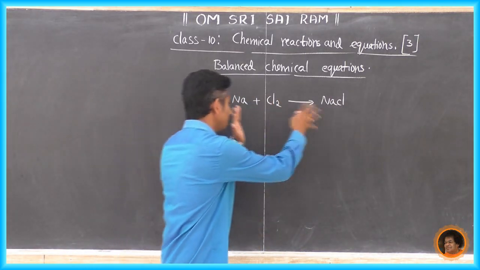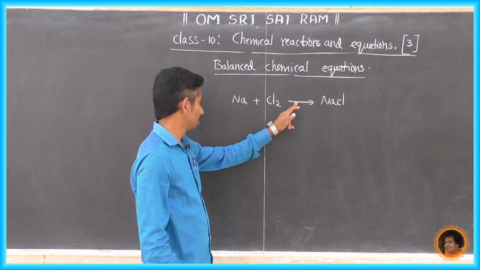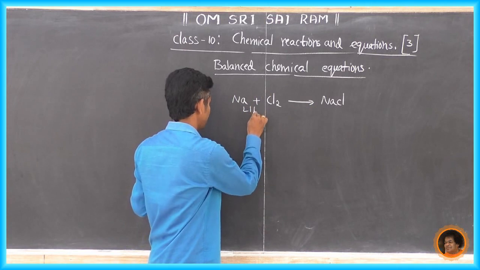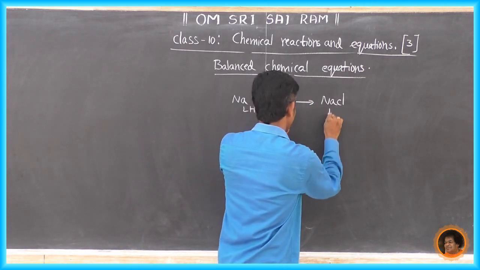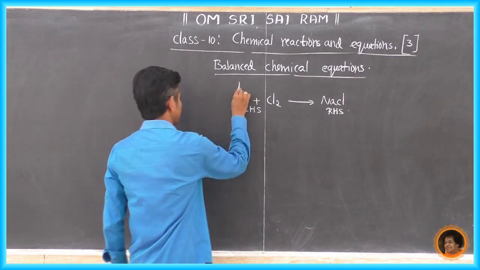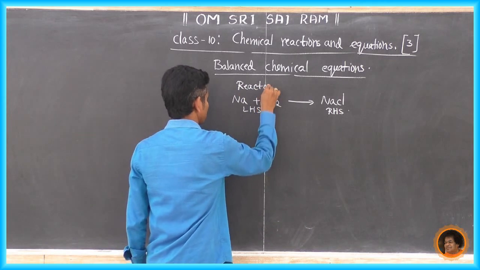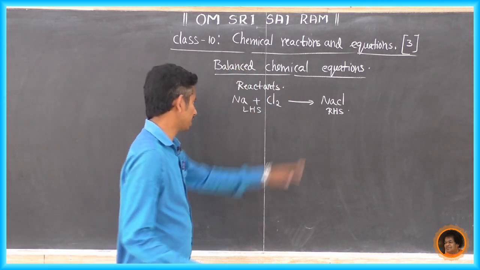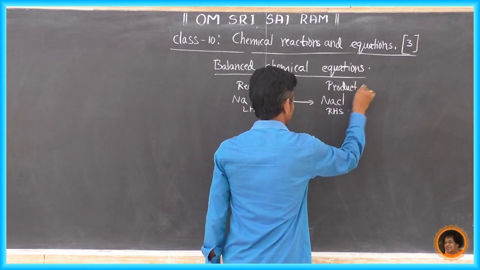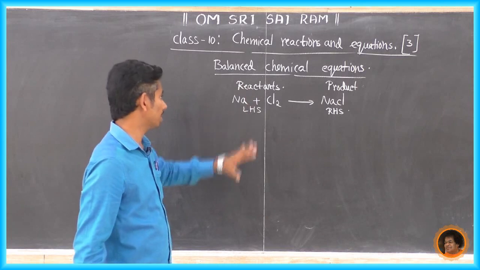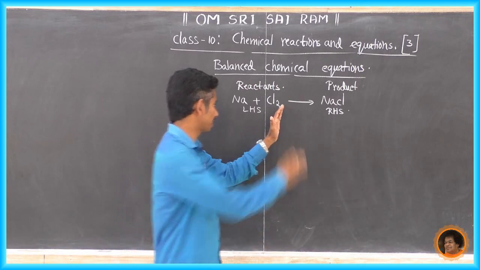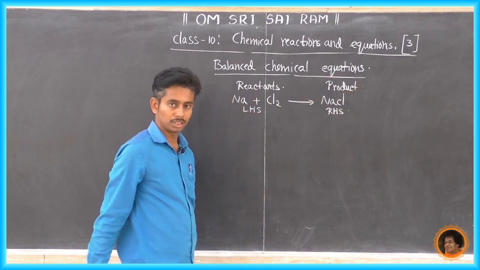First, in a chemical equation, there are two sides. In the arrow mark, the left side is called the left-hand side, and the right side is called the right-hand side. The left-hand side is also called reactants, the reactant part. The right-hand side is called the product part, or products. This is a very important one. In a chemical reaction, there are two parts: the left-hand side is called the reactants part and the right-hand part is called the product part.